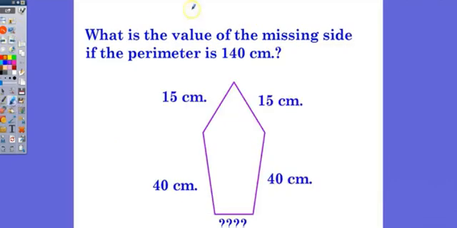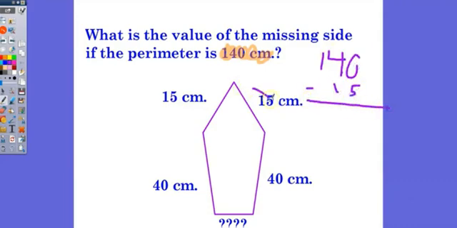This is a pentagon. And when I have a pentagon, there are 5 sides, and this problem says that my perimeter is 140 centimeters. I'm going to use repeated subtraction to find the length of my missing side. So I have 140 minus 15, which is the length of a side. And when I subtract, I find that it is 125.